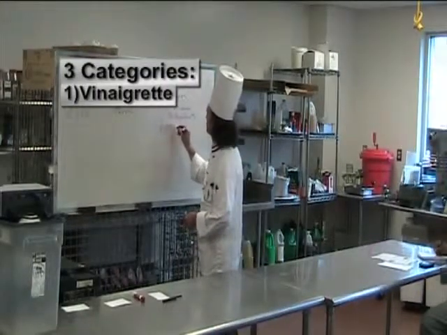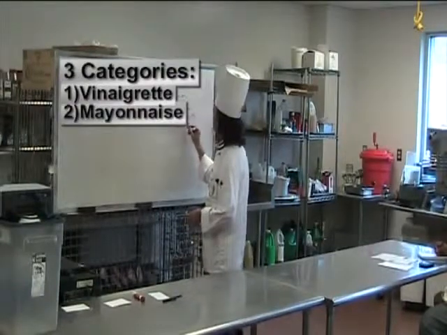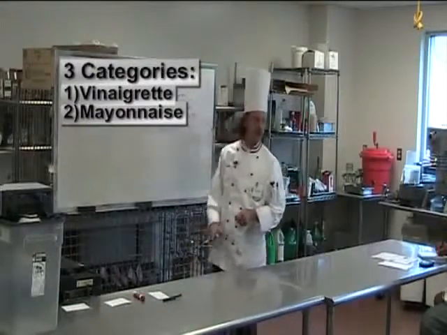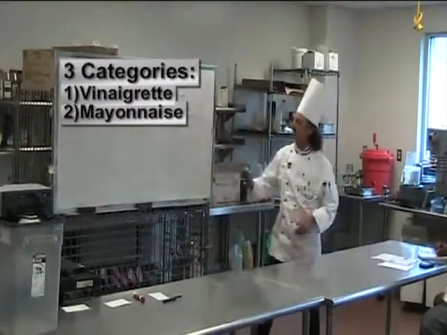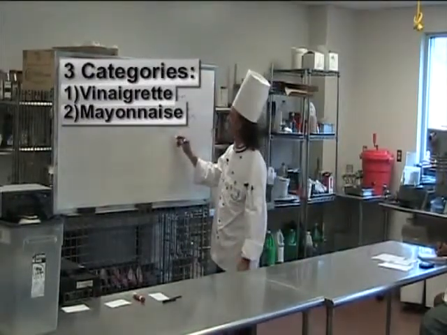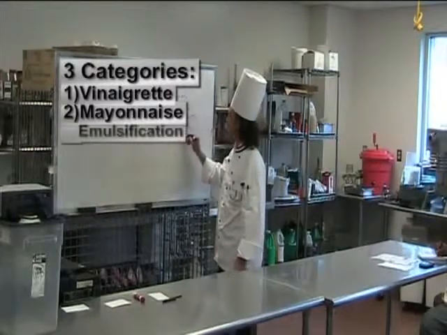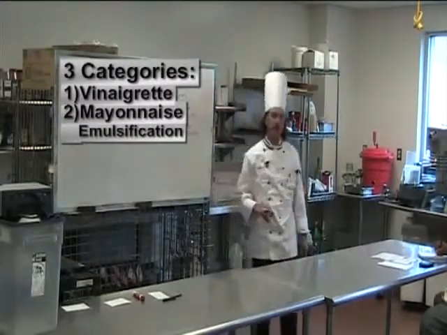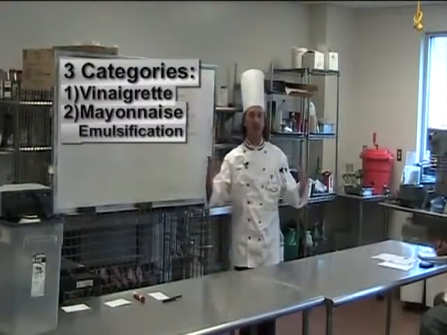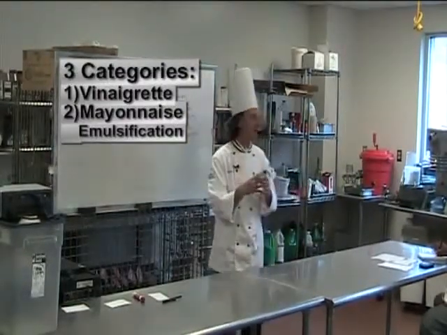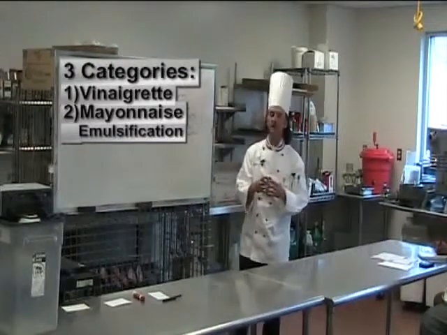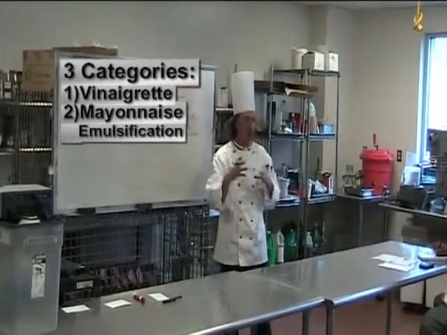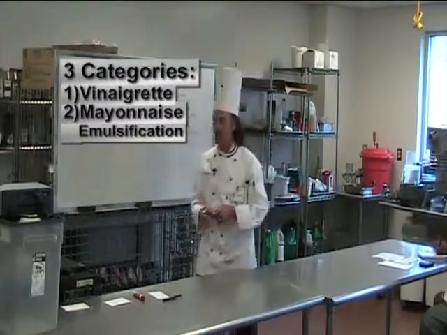Second, mayonnaise-based dressings. Mayonnaise-based dressings use what's called an emulsification. We're going to talk about that in a minute. An emulsification is the mixing of two unmixable items. It's taking oil and vinegar, which don't normally mix, and somehow getting them to mix. We'll talk about how you do that in a minute.